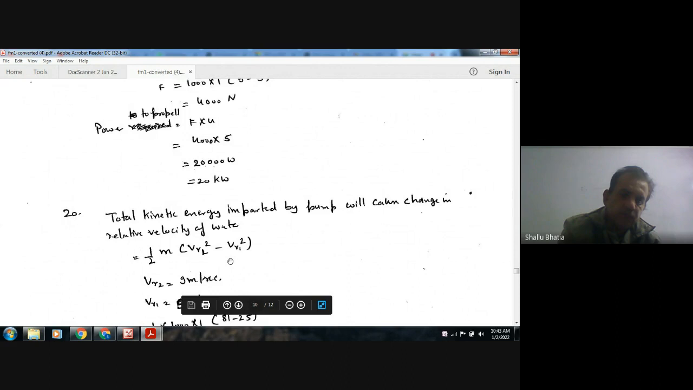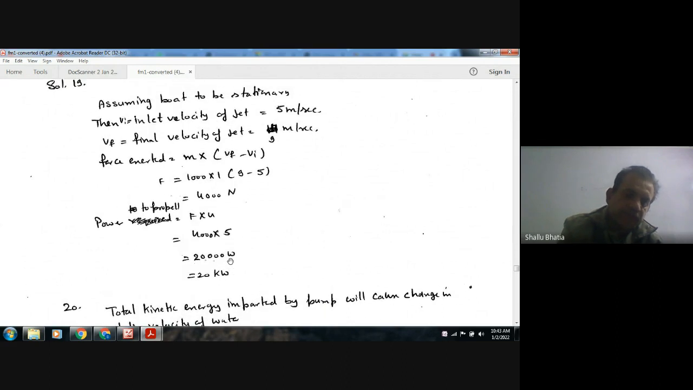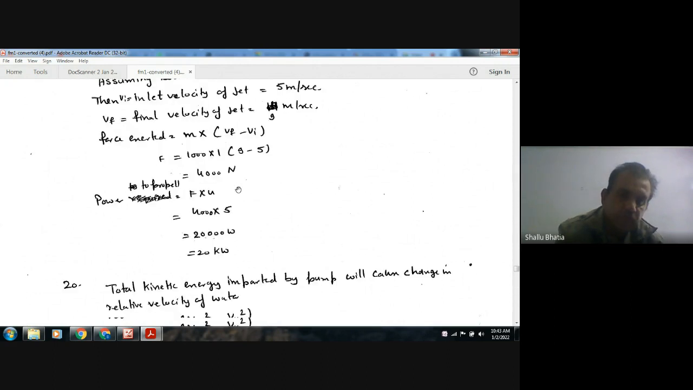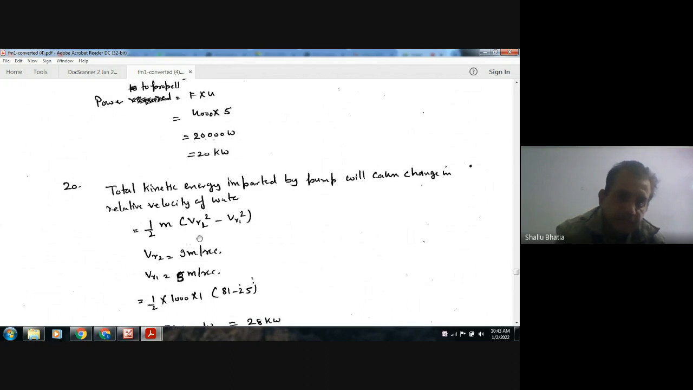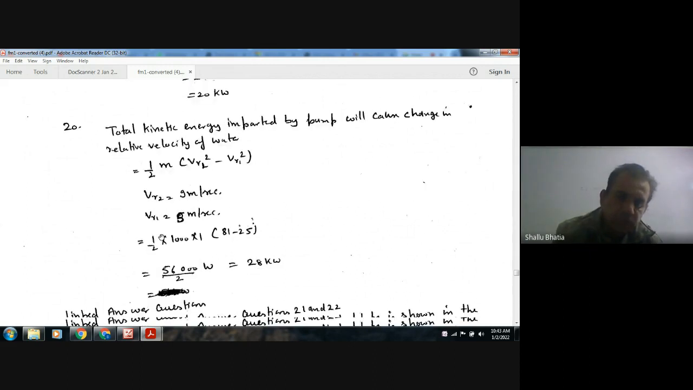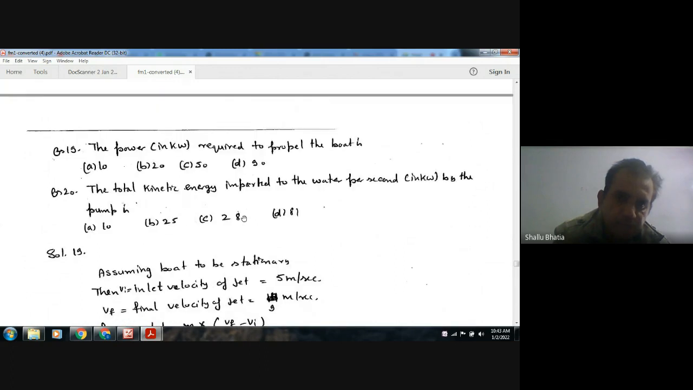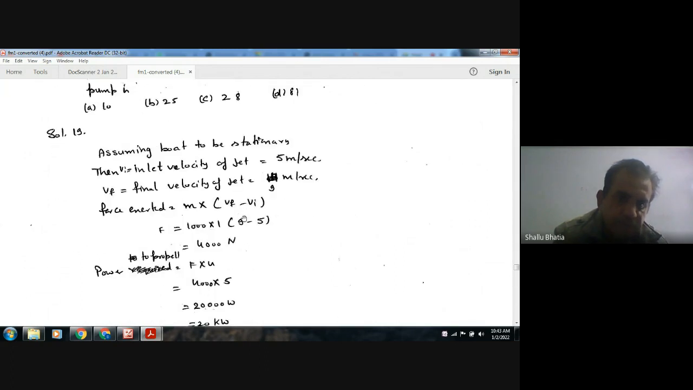Okay. Now the total kinetic energy imparted can be determined by the increase in the kinetic energy of the water. So relative velocity at entry is 5 meter per second, at exit it is 9 meter per second. So kinetic energy imparted is half m (Vr2 square minus Vr1 square). So putting the values you can get this. Okay. So this is 28 kilojoule per second, the answer here.